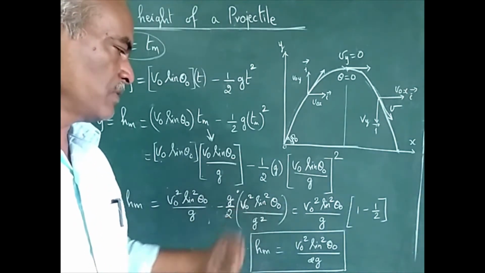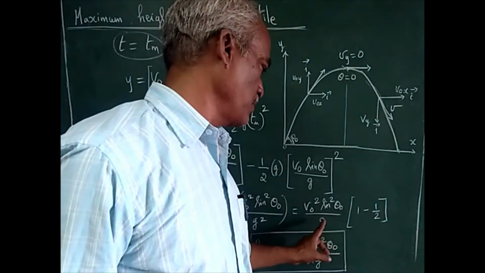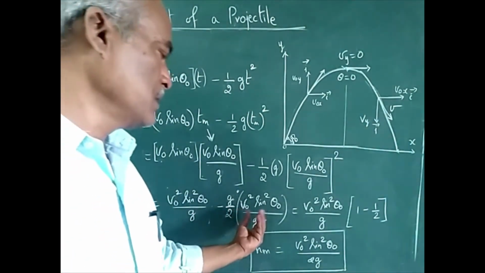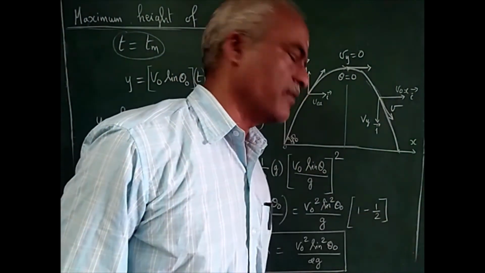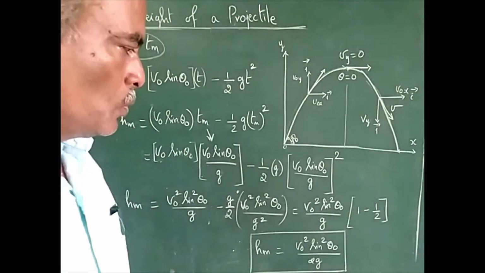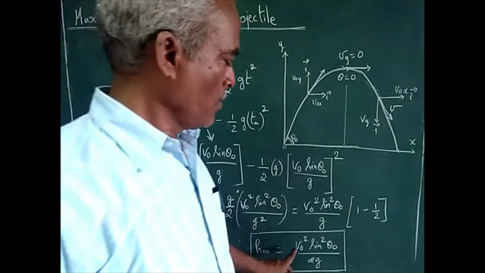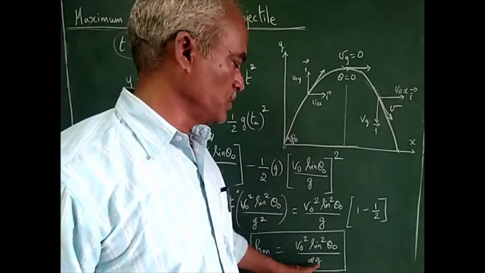Here also we have the common term. So v naught square sin square theta naught divided by g is taken common. So here we will be having 1. And in this relation you have half. That is 1 minus half is nothing but half, 1 by 2. So therefore the maximum height is given by v naught square sin square theta naught divided by 2g.